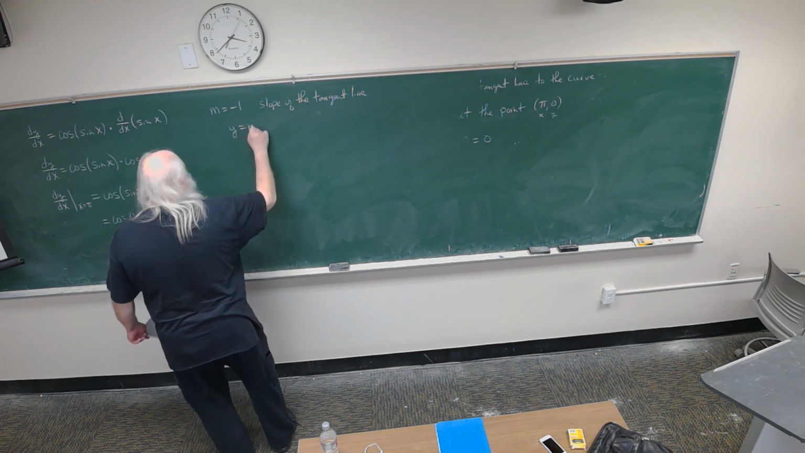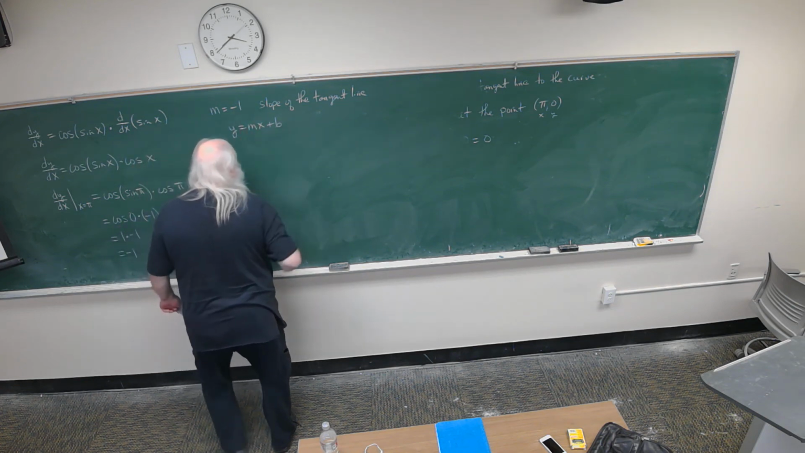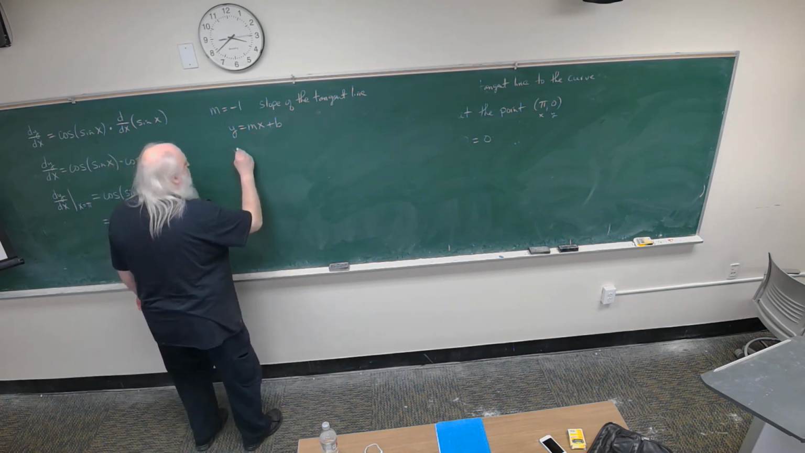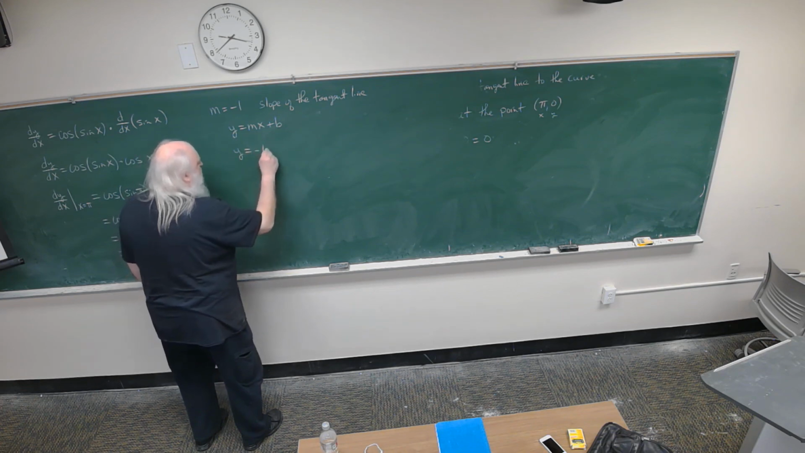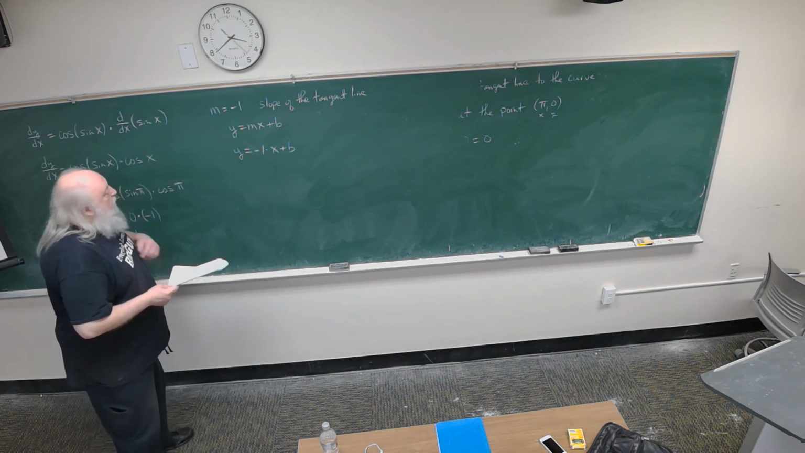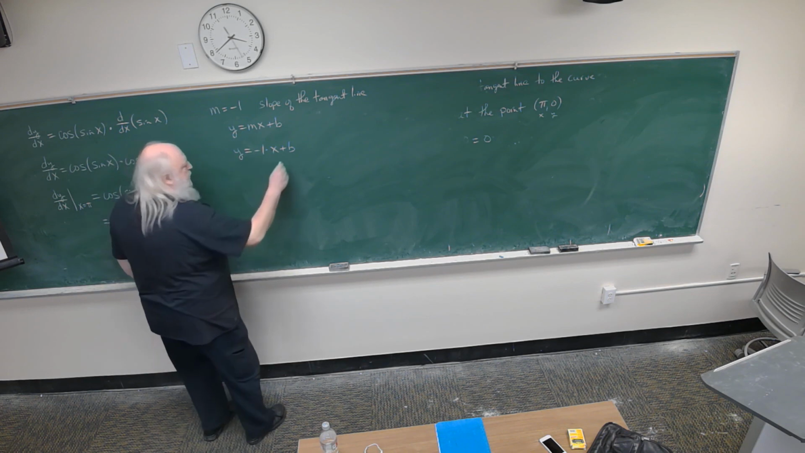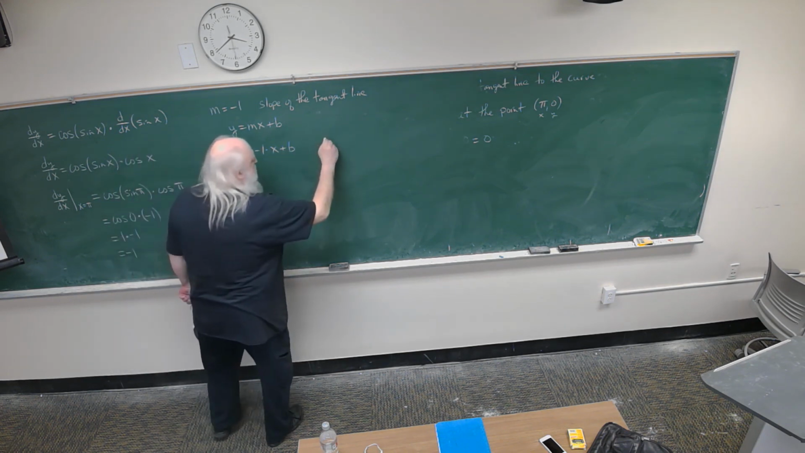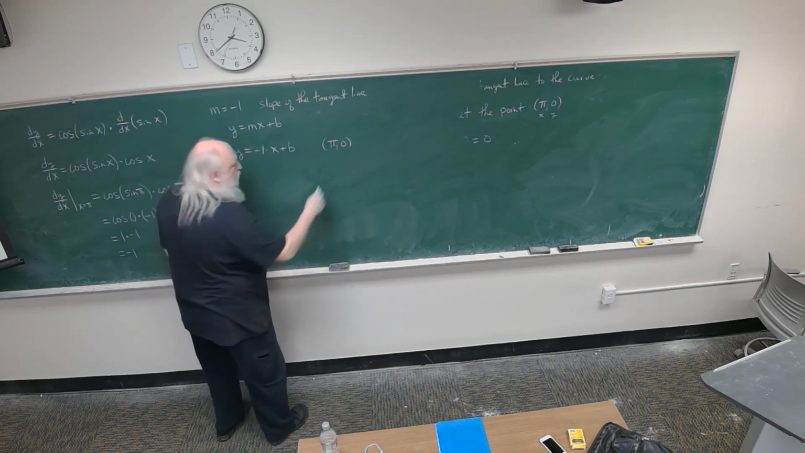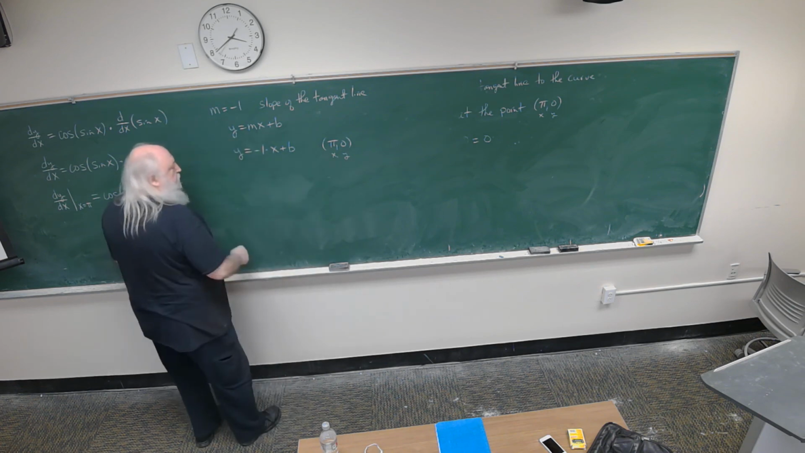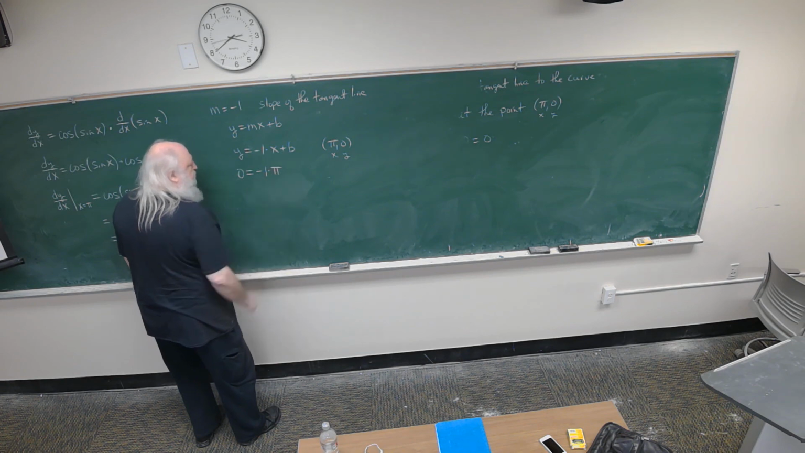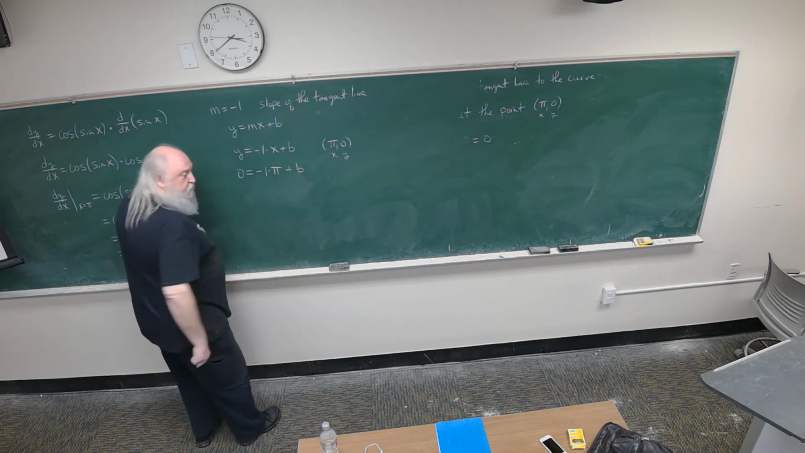We write the equation of the tangent line in y equals mx plus b form, slope-intercept form. m is equal to -1. So you can write y is equal to -1 times x plus b, or negative x plus b. And then to find the y-intercept b, we use the point (pi, 0), because both the tangent line and the curve go through that point. So we put 0 in for y, pi in for x, and we solve for b.